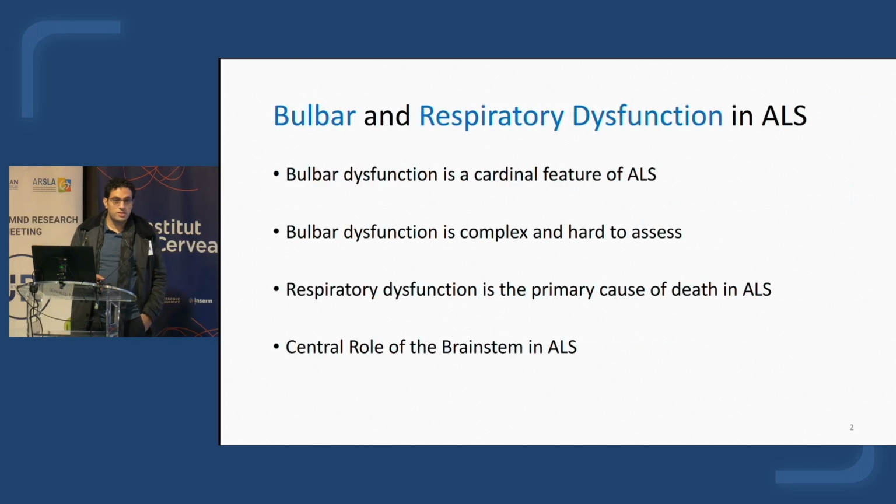ALS is a complex, heterogeneous disease marked by the progressive nature of bulbar and respiratory dysfunction. While bulbar dysfunction is a cardinal feature of ALS, it is complex and hard to assess compared to the skeletal muscle evaluation. And respiratory dysfunction remains the primary cause of death in ALS patients. Therefore, our focus is on the central role of the brainstem in ALS for assessing bulbar and respiratory functions, since it's linked to both.